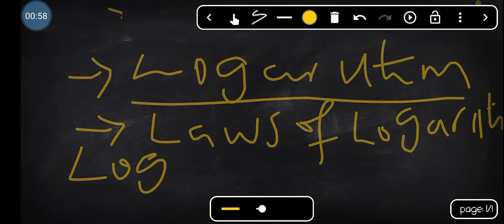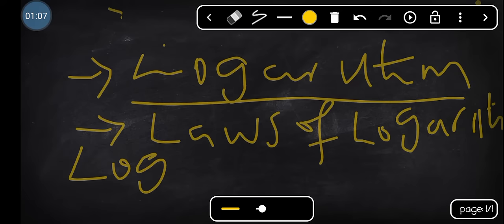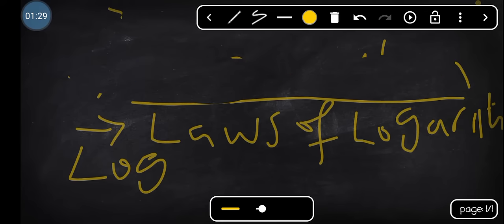Okay, what is a logarithm? Well, in the previous video we did indices. We looked at what indices are, and we were able to look at the definition. So it's also essential for us to define what a logarithm is.